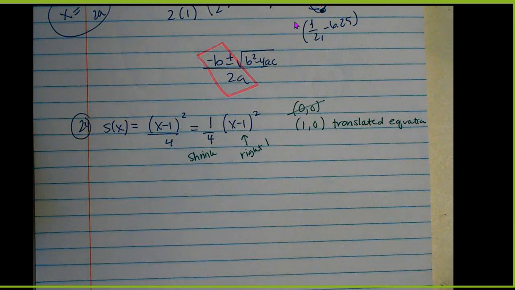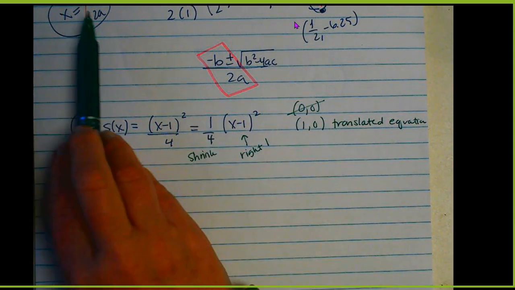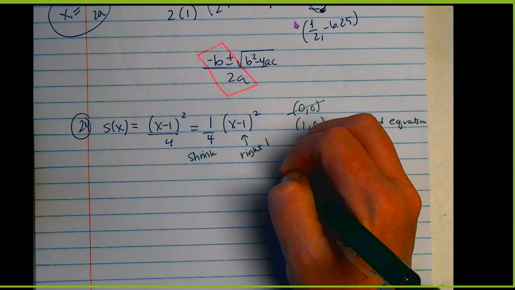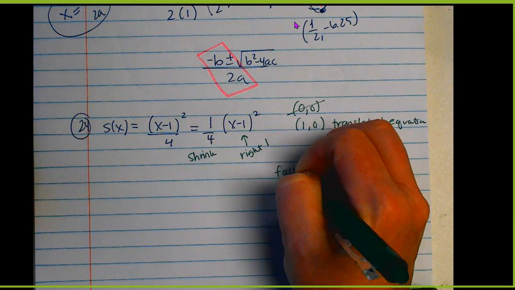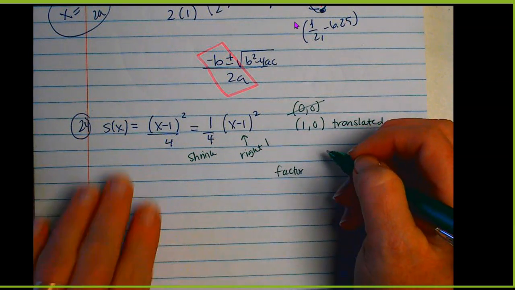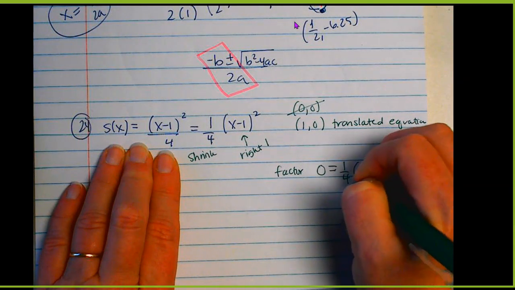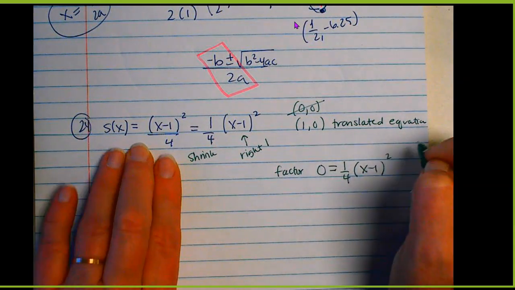And also, this is actually the vertex. This is step number 2. But if you want to do step number 1 where you factor it, you just write the same equation that was given: 0 equals 1/4 (x minus 1) squared.